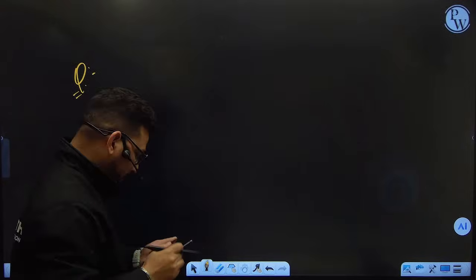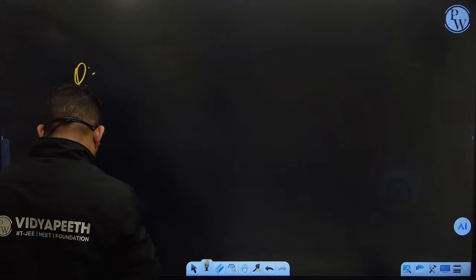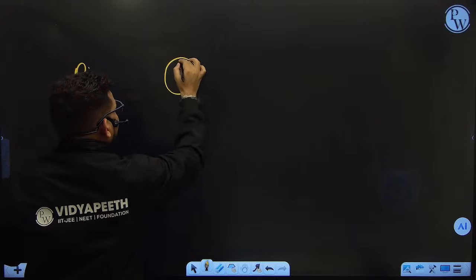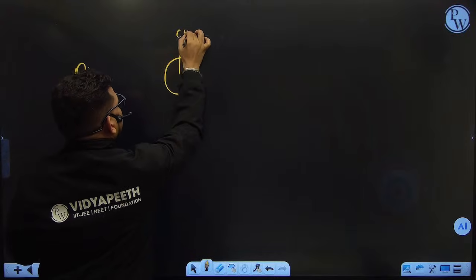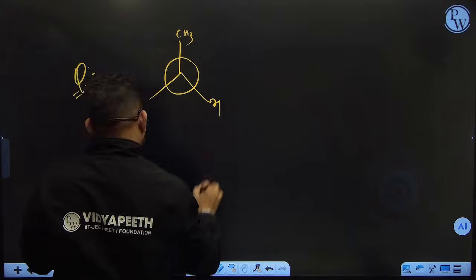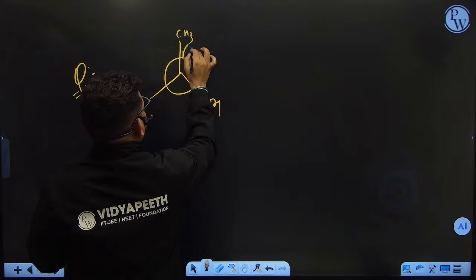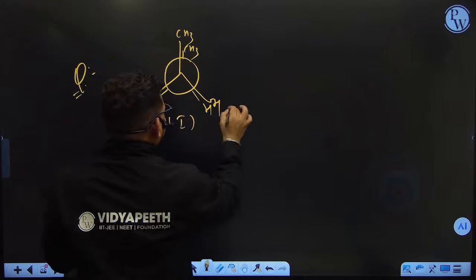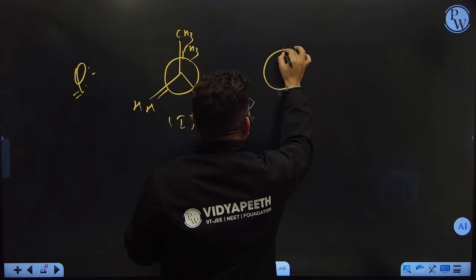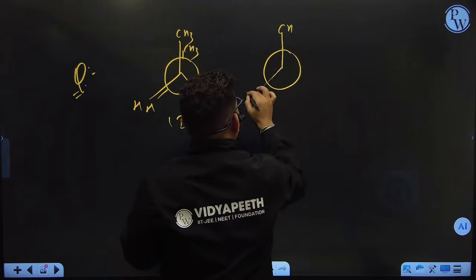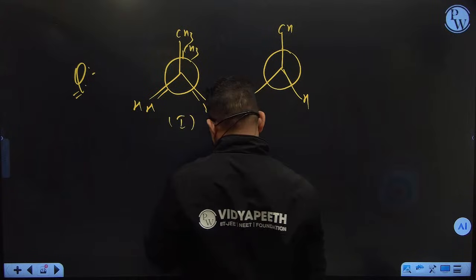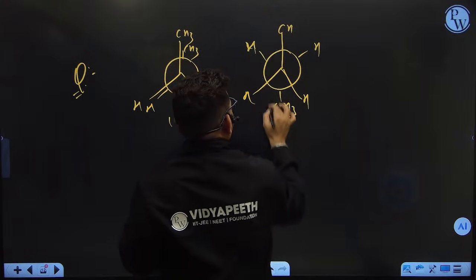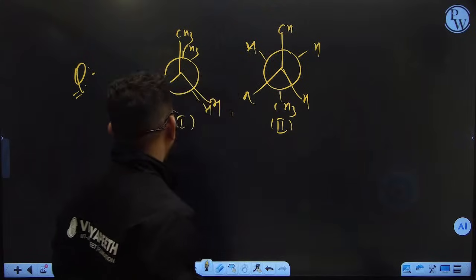So the next question looks like this. The structure looks like this. This is CH3, this is H, this is H, then the next is CH3, this is H, this one is H, this is the first. And the second structure looks like this also, like CH3, H, H, and then H, CH3 and CH. This is compound number 2.